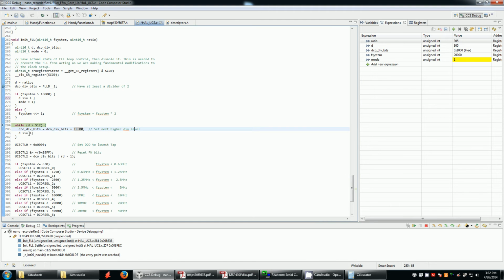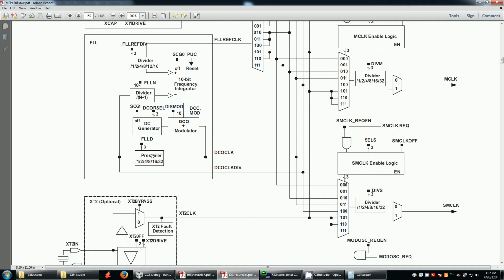Then we're going to divide D by 2, right? Because basically what we're doing is we're adding a division by 2 here, and so now we'll divide this number by 2, because now that the signal coming into this FLL divider is half as fast, we need to divide this by 2 to keep everything equal. So overflow, add 1 to here, divide this by 2, and then check it and see if it's still above 512.